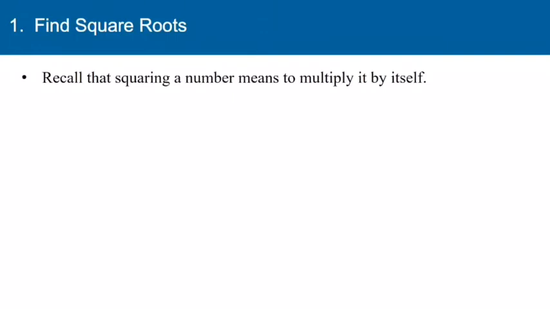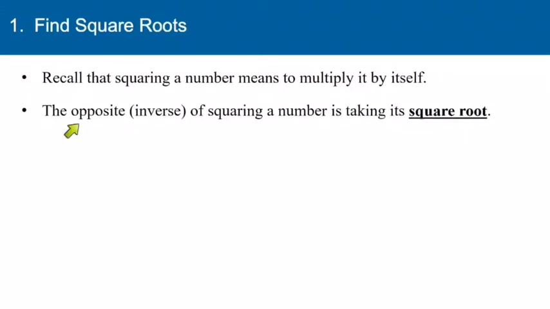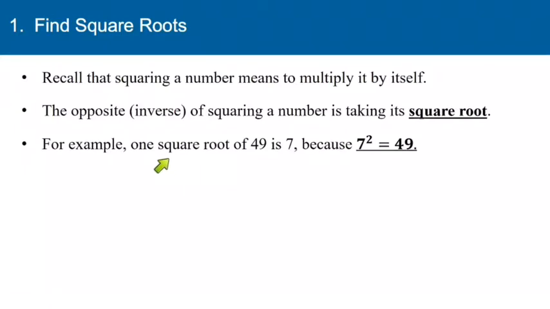First of all, what do we even mean when we say square root? Well, you remember that squaring a number means to multiply that number by itself. So the opposite or inverse of squaring a number is taking its square root. For example, the square root of 49 is 7, because 7 squared is 49. Therefore, we can say that the square root of 49 is 7. Basically, the square root undoes the squaring function.